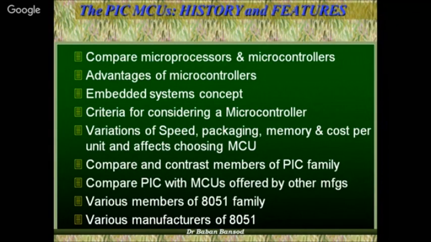Then compare and contrast members of the PIC family. We'll compare and see its variations and differentiate them with respect to different family members. There is low range, mid range, and high end range. So they are mainly categorized into 3 ranges: low, mid, and high end. Then we'll compare PIC with microcontrollers offered by other manufacturers and various members of the 8051 family, various manufacturers of 8051.